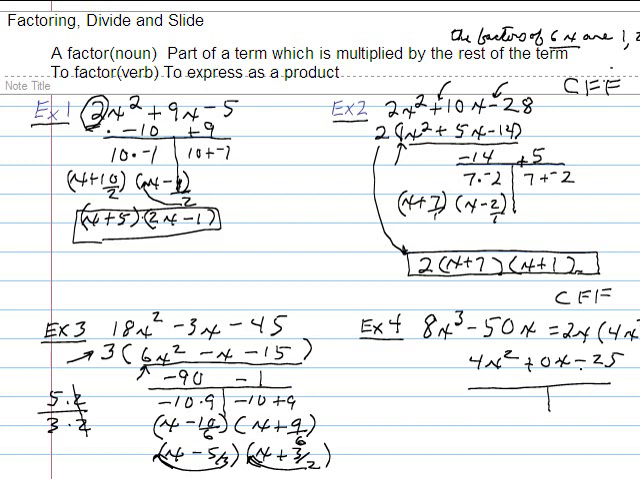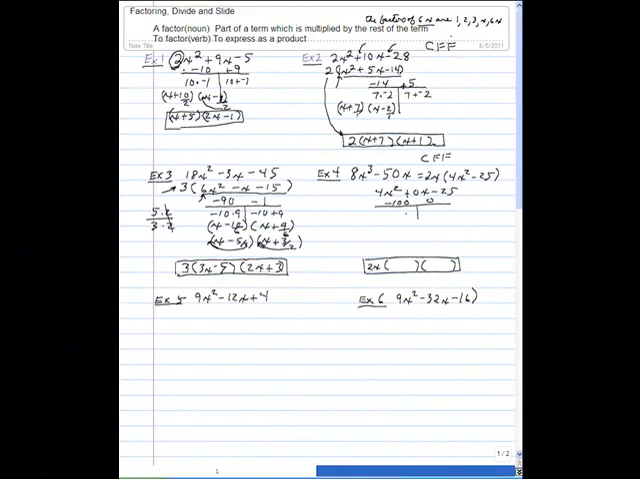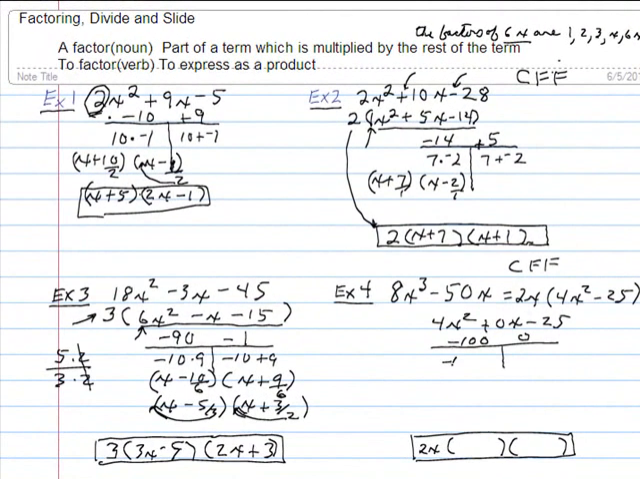I multiply my first times my last and get negative 100, and I have to get a 0 in the middle. Well, this is easiest of all. 10 times 10 gives you 100, so if you want negative 100, negative 10 times 10. And of course, if you add negative 10 to 10, you get your 0. So my factors are x plus 10 and x minus 10.